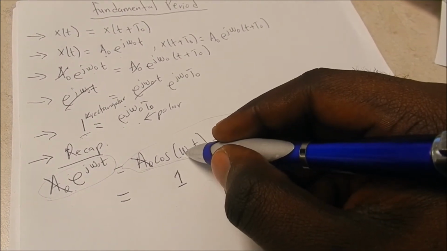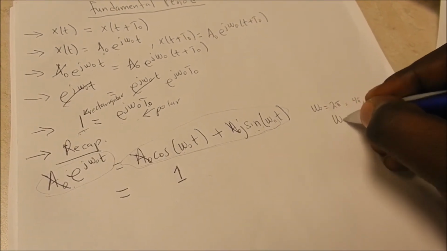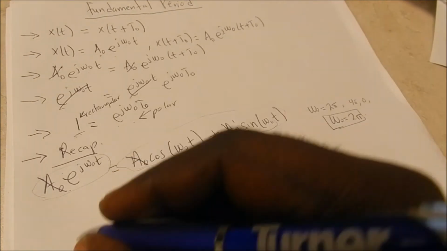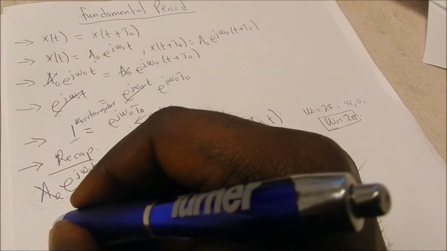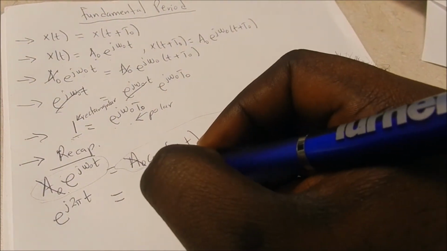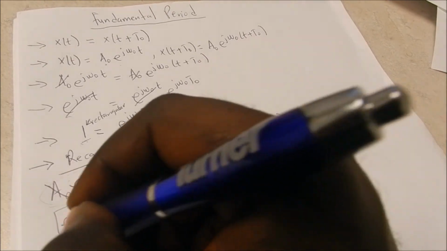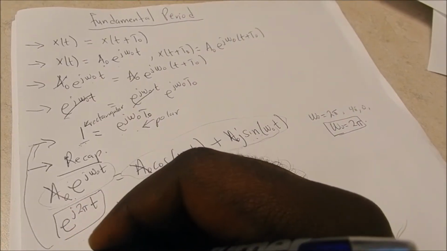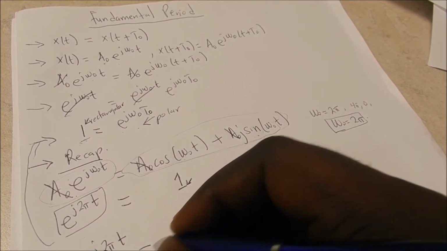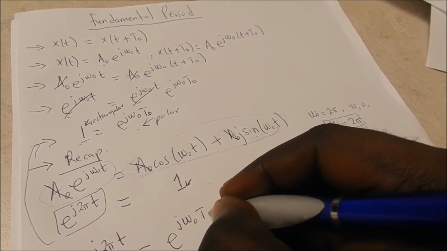Right now we figured out, picking one example, that omega naught is equal to 2 pi. So we have e to the j 2 pi t. We just converted 1, which was in rectangular form, into polar form. Now we come back to this point and say e to the j 2 pi t is equal to e to the j omega naught t naught.